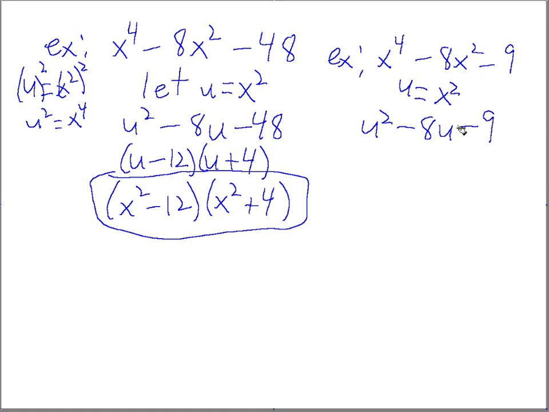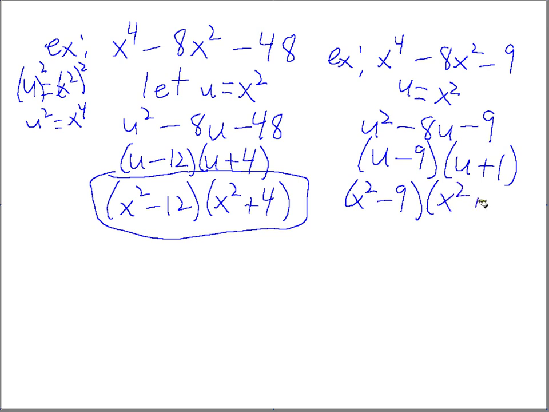Again, an easy polynomial to factor. That'll be u minus 9, and what else? u plus 1, because two numbers that multiply to negative 9 and add up to negative 8 are negative 9 and positive 1. Can we see that? Make sure we recall that concept, but that's not too bad. Again, write it in terms of x squared, so the final answer is going to be x squared minus 9 and x squared plus 1. Plug the x squared back in for u.